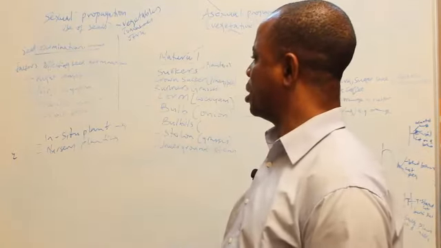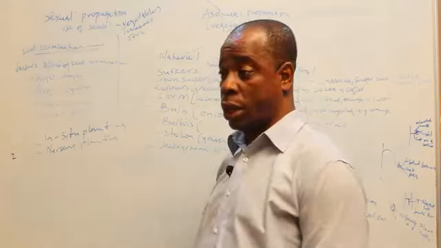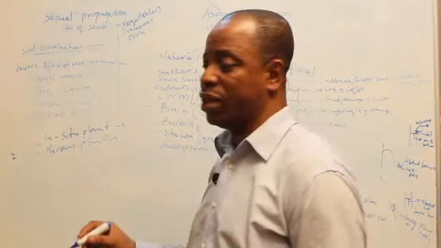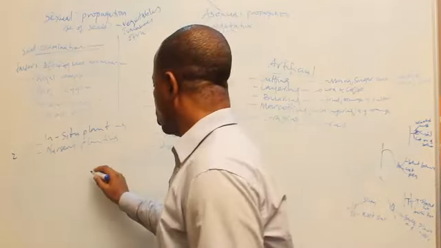Now, when the seeds germinate inside the soil, the first part that comes out is called the radicle.